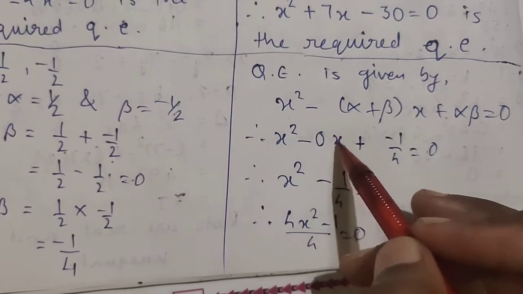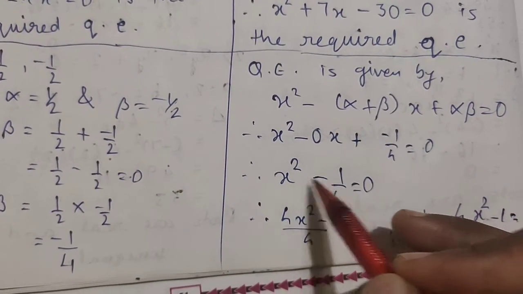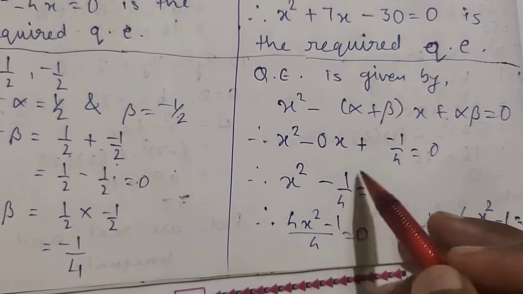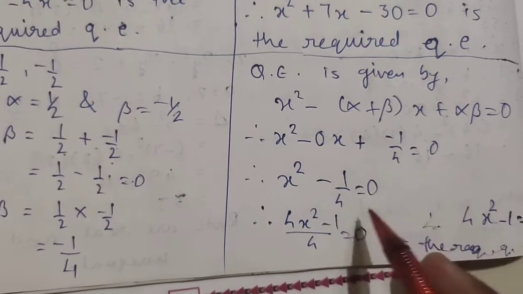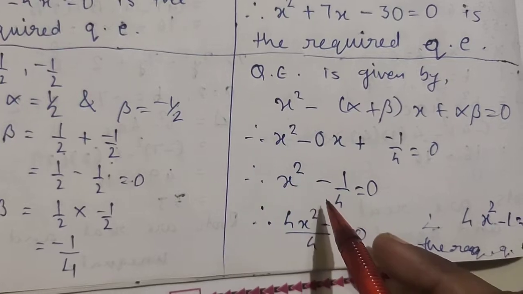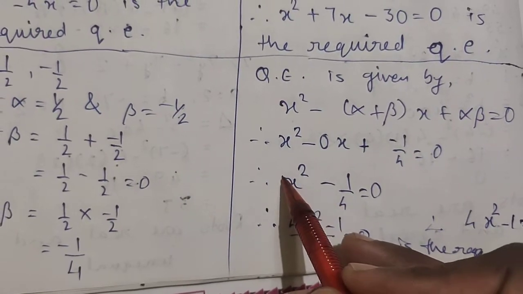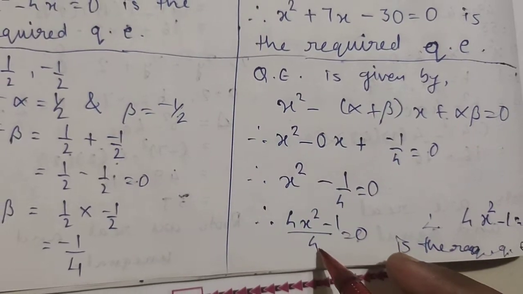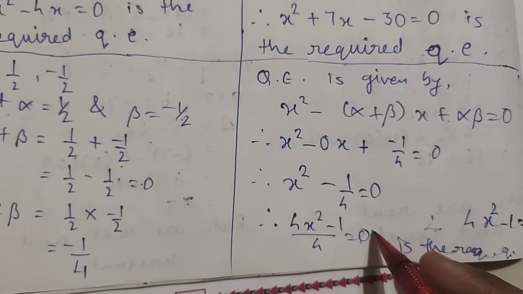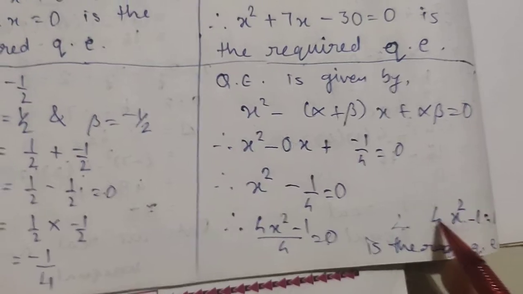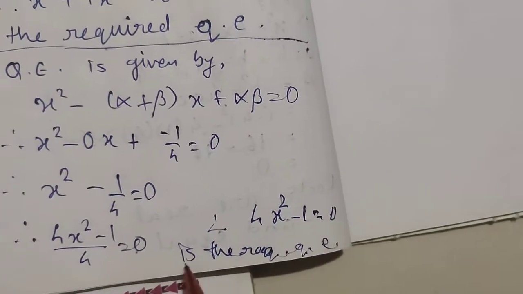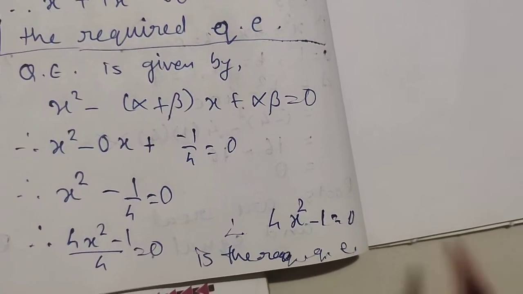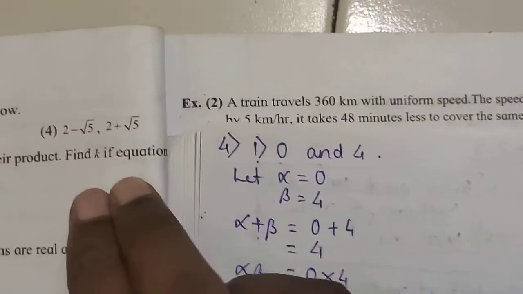In the next step, this 0x will go. So what you are getting here? x square minus 1 upon 4 equals to 0. In the next step, if you do cross multiply, then this becomes 4x square minus 1 upon 4. And in the next step, transfer this 4 to the right hand side, so that you are getting 4x square minus 1 equals to 0. And this is your what? Quadratic equation.